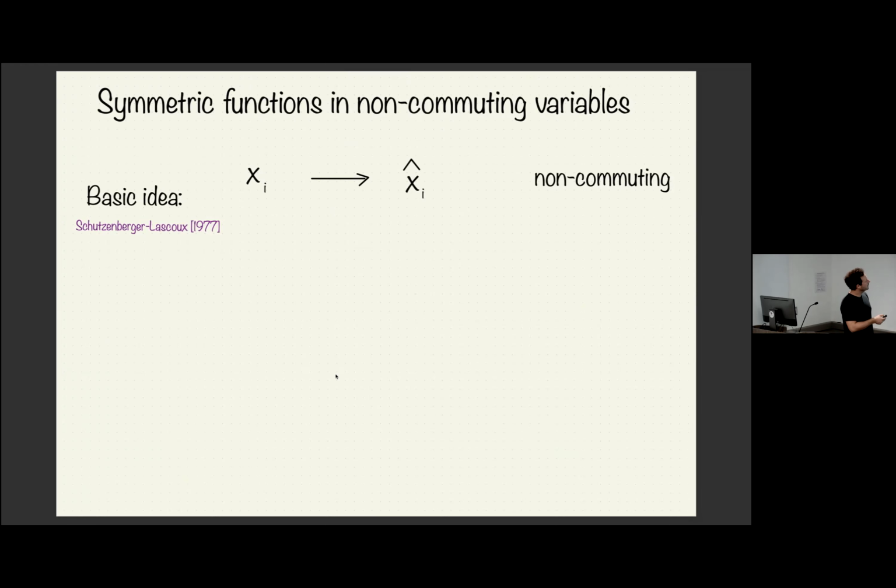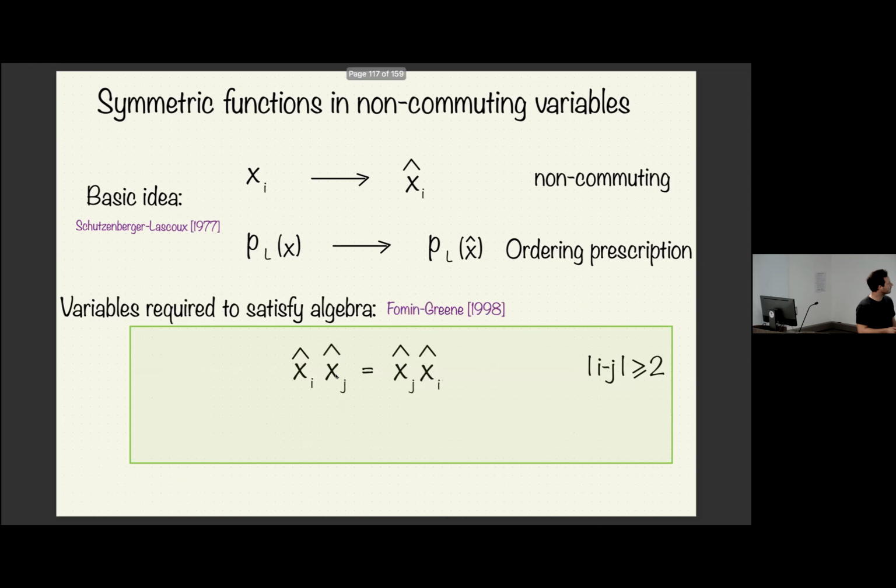So it's an old story. There's a very nice book by its authors. You promote these variables to non-commuting variables, and then to each symmetric function you associate a corresponding function that depends on these x hats. Now, because these don't commute, you have to give some ordering prescription, and a lot of the art goes into deciding what are good ordering prescriptions that have nice properties.